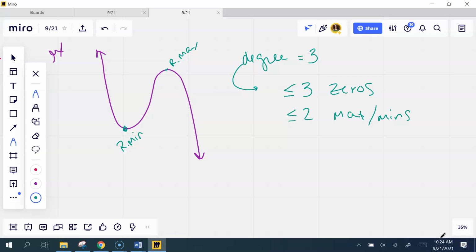Describe the end behavior here using limit notation. You try it, and then we'll do it together.